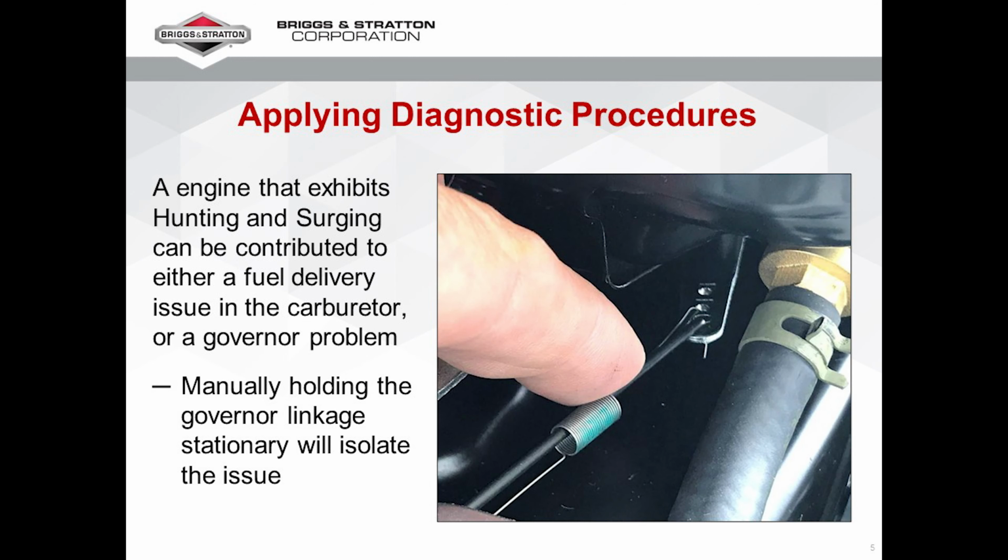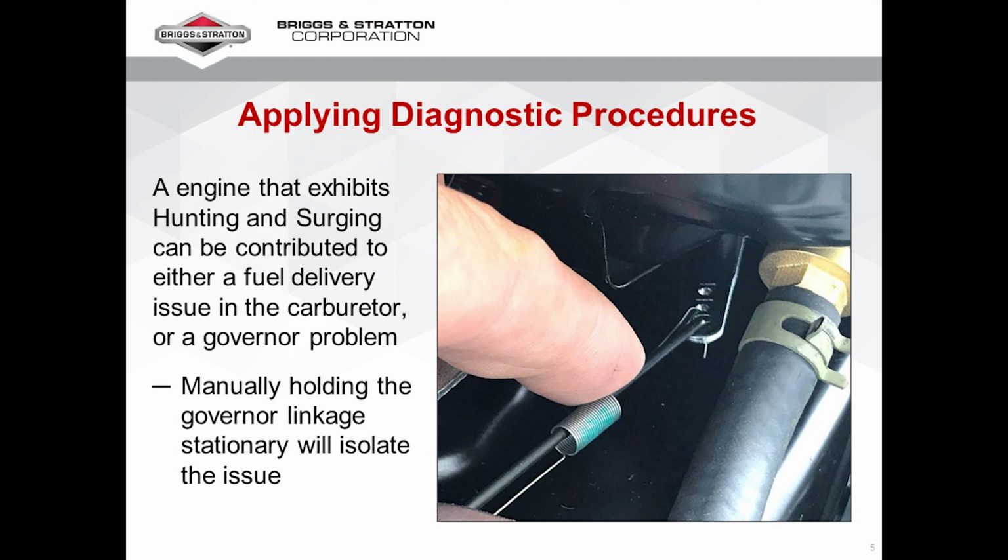Isolating the carburetor and governor systems to help identify the root cause of a surging engine can be performed as a diagnostic procedure. With the engine running and hunting and surging, simply locate the governor linkage or the governor arm. It will be moving back and forth in accordance to the surging. Apply light pressure to hold the system still the best you can. You will be fighting some force from the governor system. While holding the system still, take note of how the engine runs.